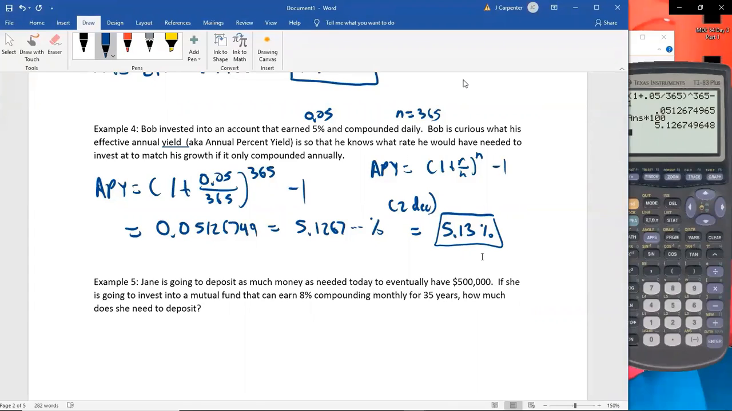All right, so Jane is going to deposit as much money as possible to eventually have $500,000.